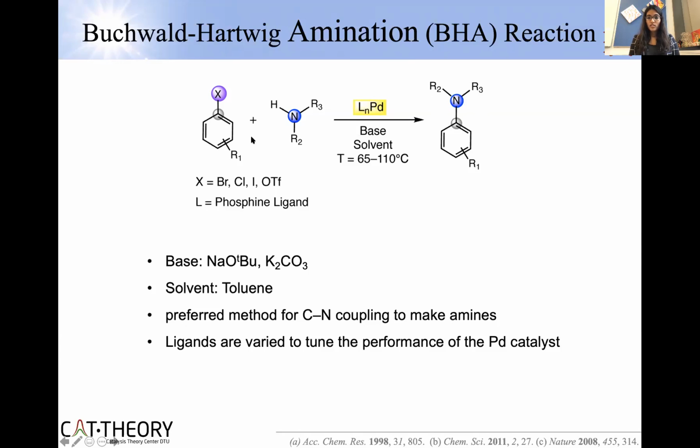Now, this reaction is catalyzed mostly by palladium complexes, which are shown in this yellow box. And Ln in this case is the ligand, where n is the number of ligands. Usually if one wants to tune the performance of this reaction, it's the ligand L that's being varied. And that's how you tune the reaction as per your need, as per the substrates or the reaction conditions.